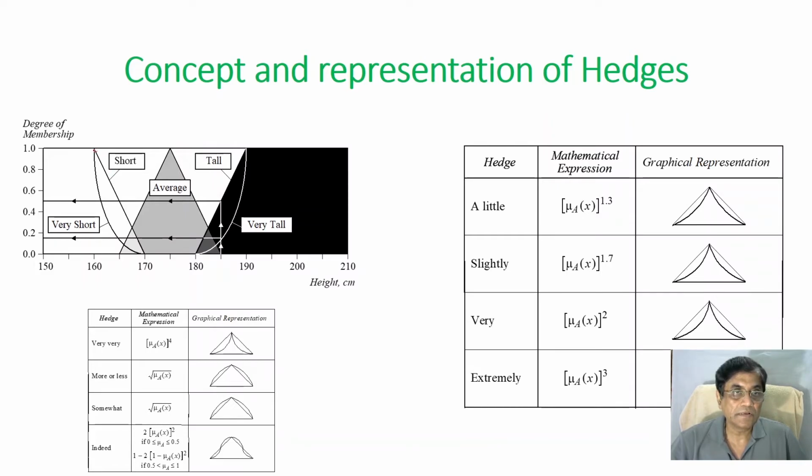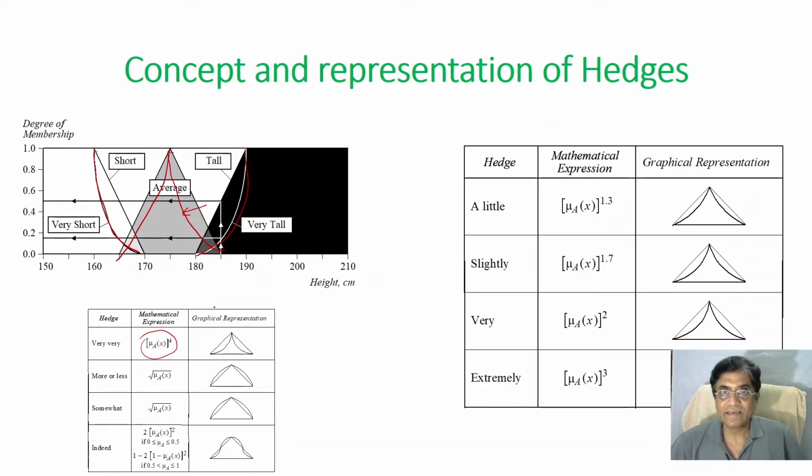If this is short, then let us suppose we are calling it very short, okay, by this. Then we are calling it very tall, like this. We can also do very average, like this. Researchers have figured out the nature of this function, so they have characterized very by membership value to the power 4, and more or less by root over of membership value x, somewhat root over of this.